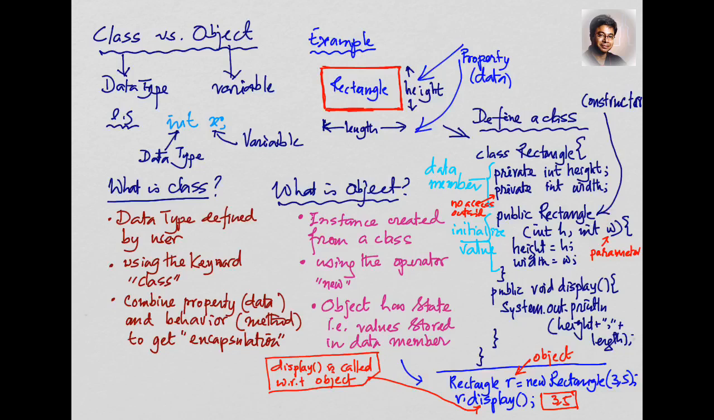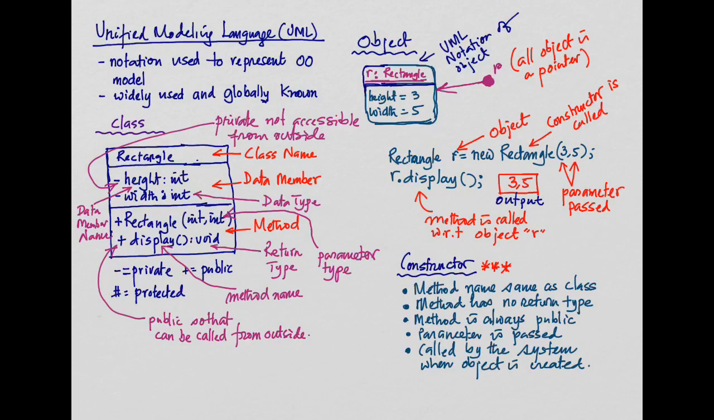So what you see is that once you have done it, the object is created, and actually every object is a pointer. I'm going to show you in the next discussion. Then you call the display method. When you call the display method, you see the display is 3 and 5. So display is called with reference to the object. Let me show you in the next discussion.